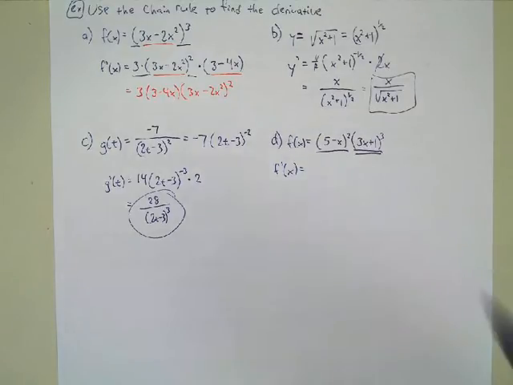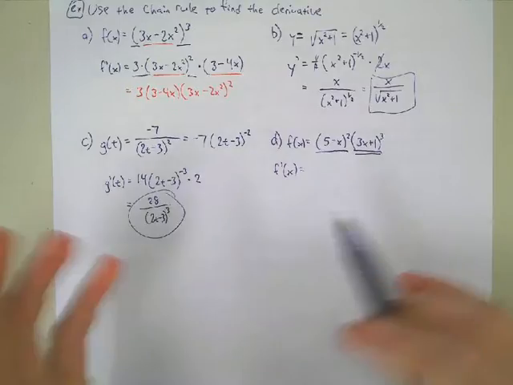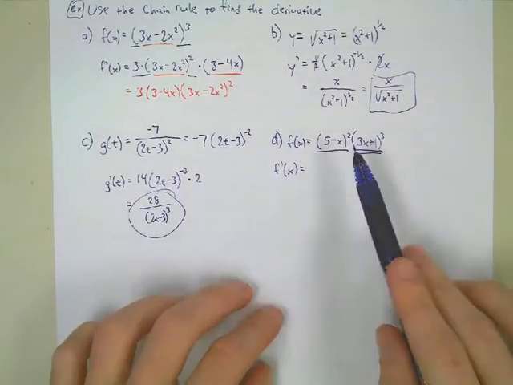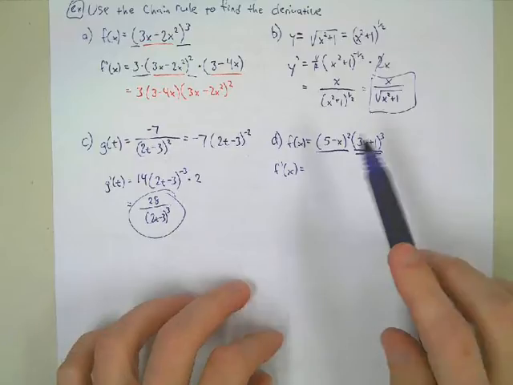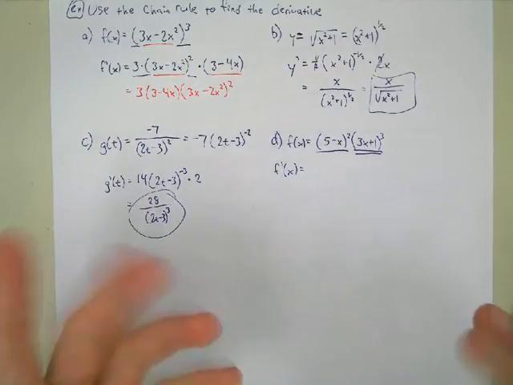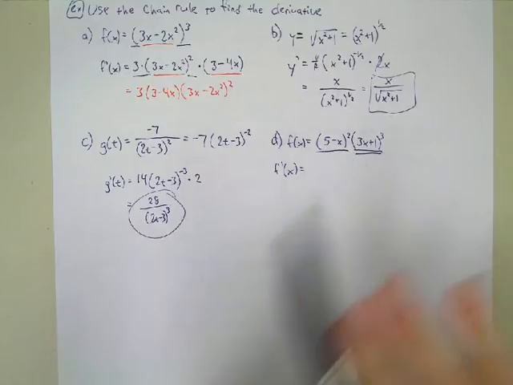But you can absolutely do it the opposite direction as me, do the second times the derivative of the first plus the first times the derivative of the second. It's whatever, as long as you're doing the derivative of one times the other plus the other times the derivative of one, that's okay.